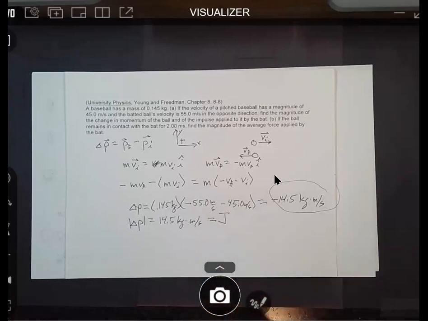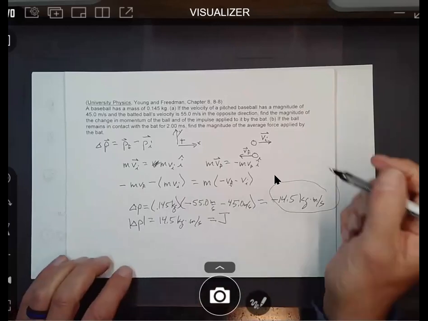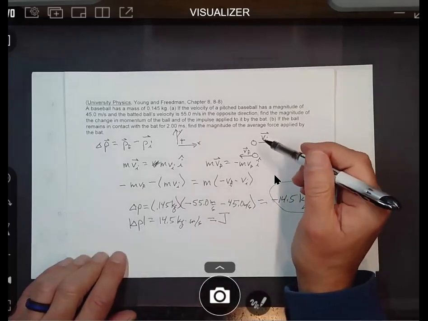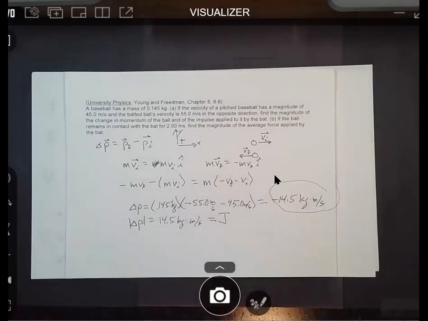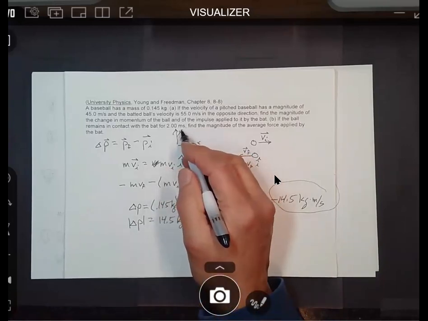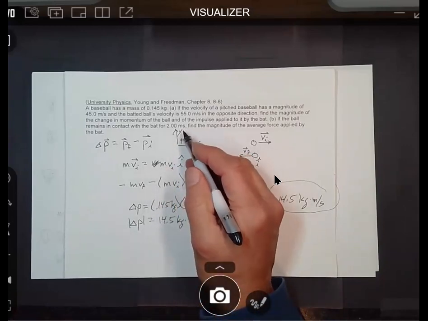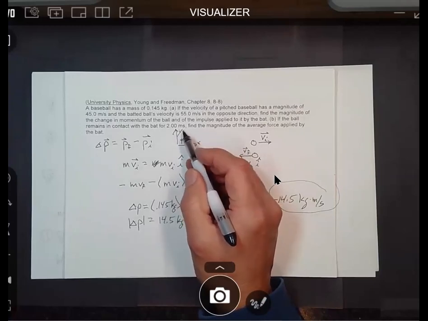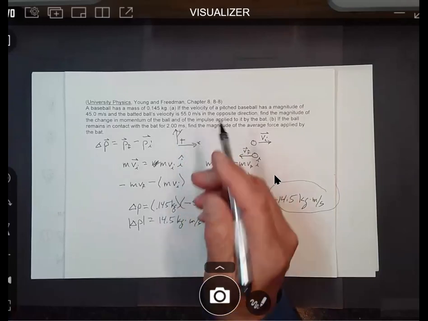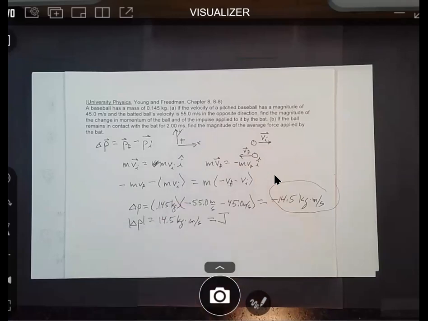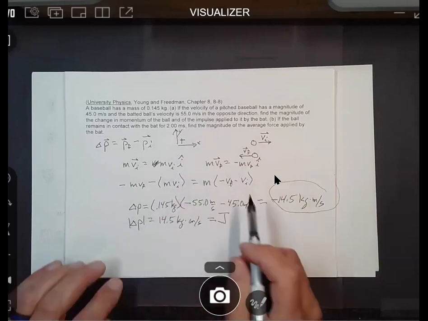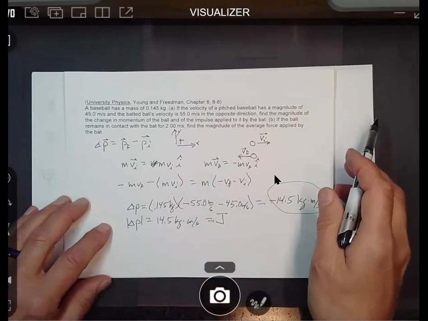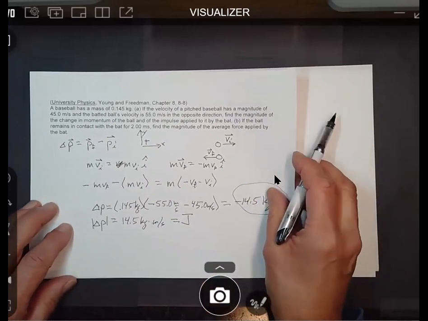So new terminology here. However, if the ball remains in contact with the bat for 2.00 ms, so that means milliseconds. Milli is 10 to the minus third. This would be 10 to the minus third seconds, or 2.00 times 10 to the minus third seconds. Find the magnitude of the average force applied by the bat.